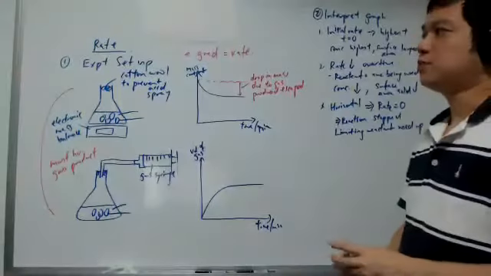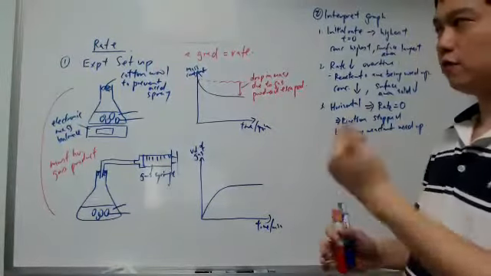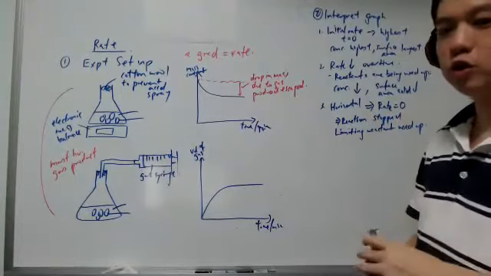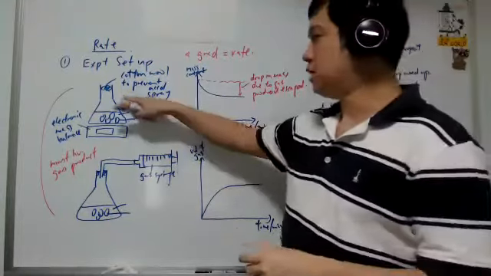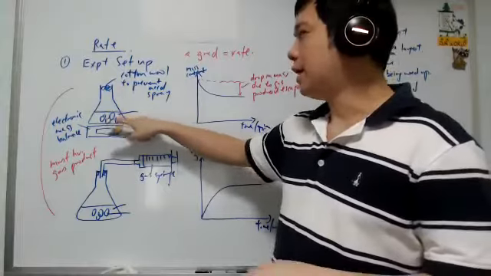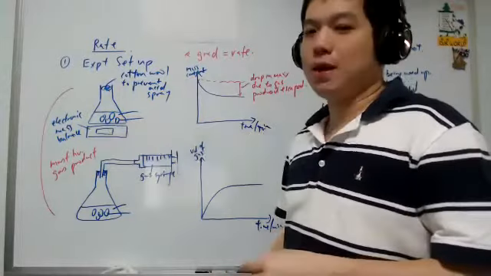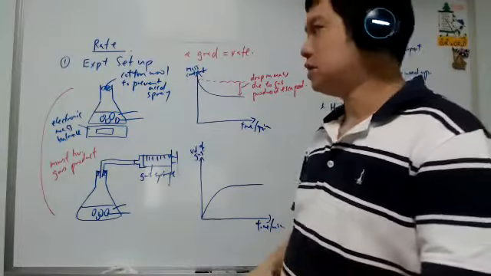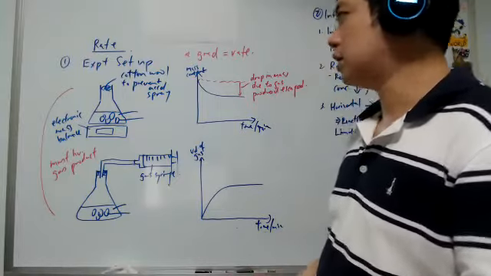Okay, the first part is on the experimental setup. For the experimental setup, you have to know first of all how to sketch it. There are two setups you need to know. One is a conical flask with a chemical inside, placed on an electronic mass balance. So how does this measure the rate of reaction?